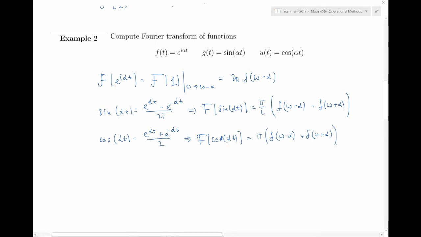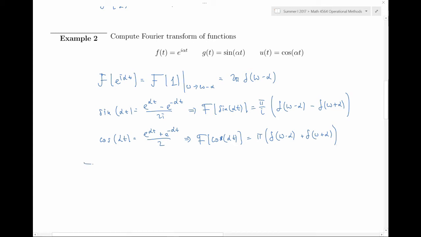But since the frequencies alpha and the negative alpha for both sine and cosine kind of mean the same signal, then also the frequencies negative alpha are present in both the Fourier transform of sine and cosine. And both of those frequencies get the infinite energy because both sine and cosine are infinitely long signals when t goes from minus infinity to infinity.